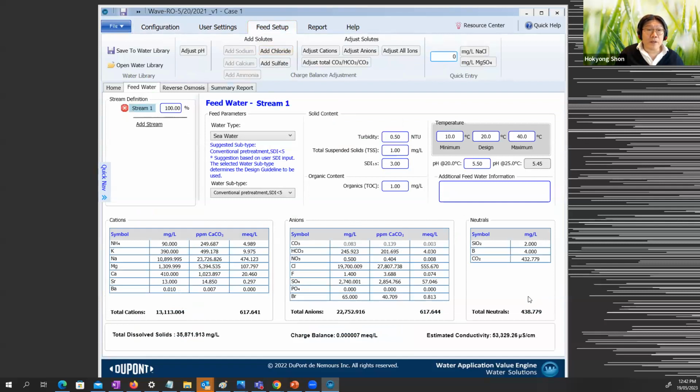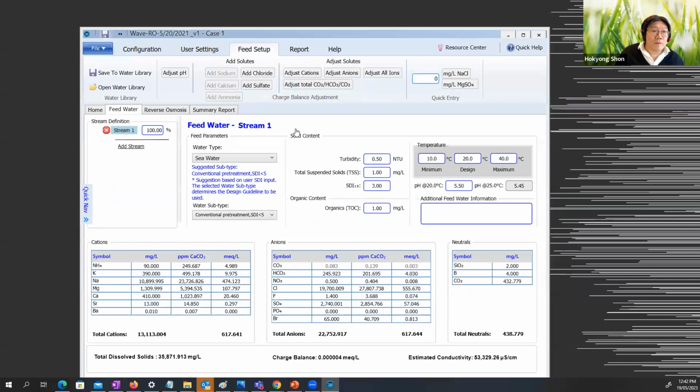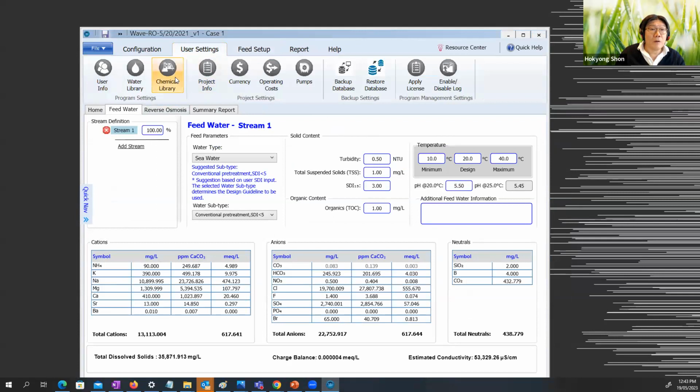So what's the chemical value? Just pH. pH 5.5 at the beginning. And then we change this pH value.